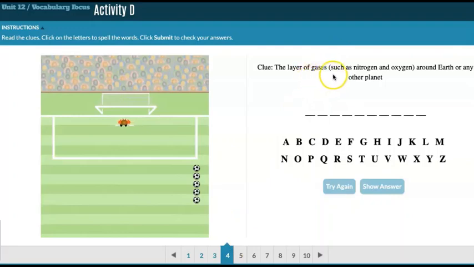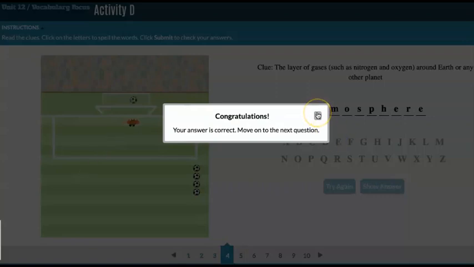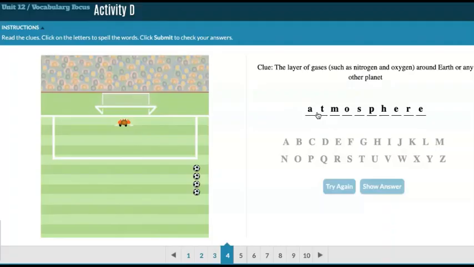4. The layer of gases such as nitrogen and oxygen around Earth or any other planet. That's really easy. T. At most. Atmosphere. Excellent.